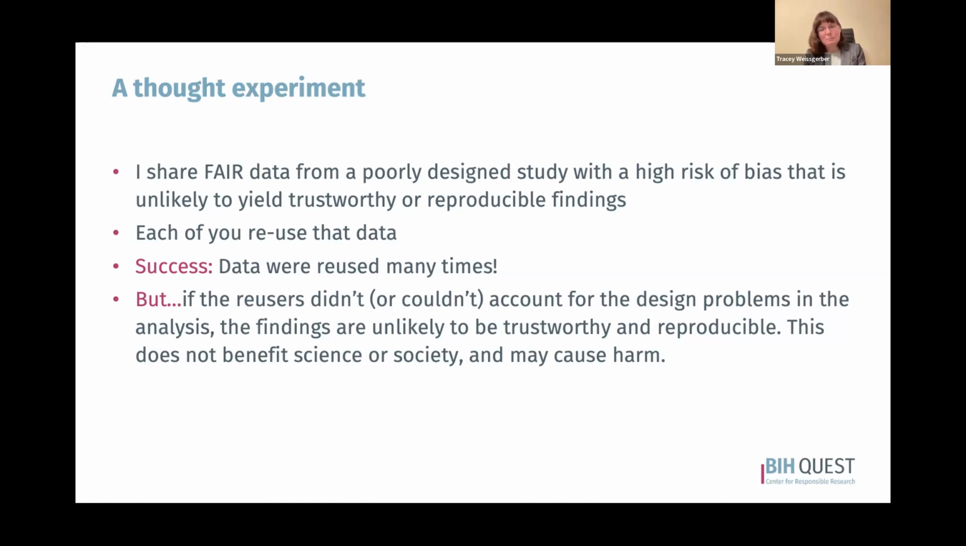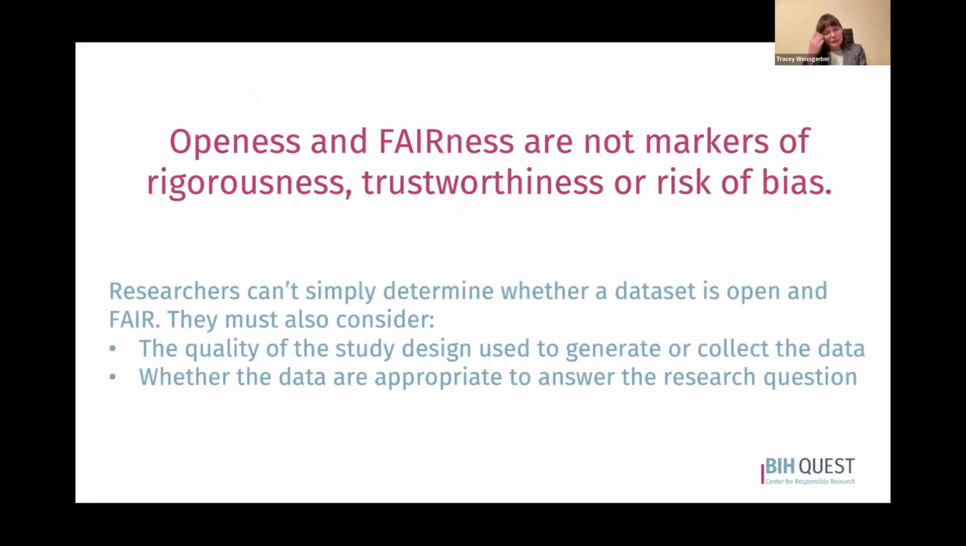So, what do we learn from this? Well, one of the things we might learn is that openness and fairness are not markers of rigorousness, trustworthiness, or the risk of bias, and most of you probably already know this. We heard a lot in the first talk about the importance of data provenance, which is consistent with this idea. So when we think about this from the perspective of the data reuser, we want to remember that researchers can't simply determine whether a data set is open and FAIR. They also need to consider two other factors that are quite important.